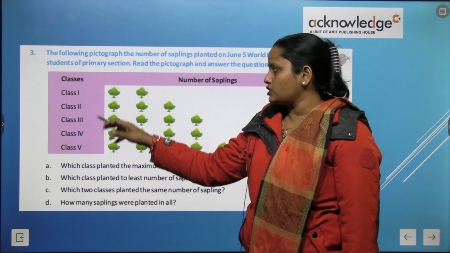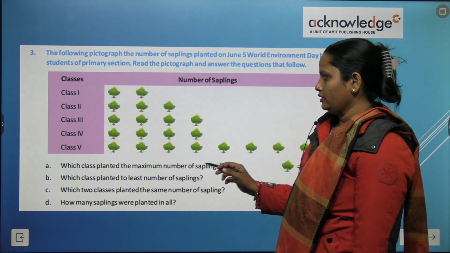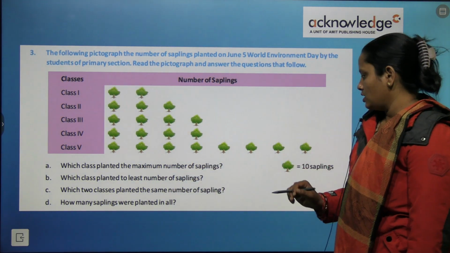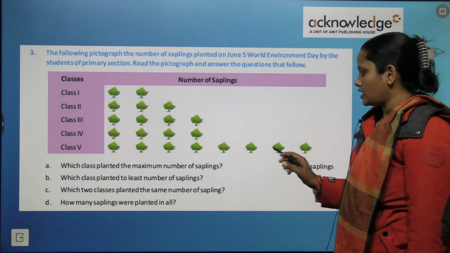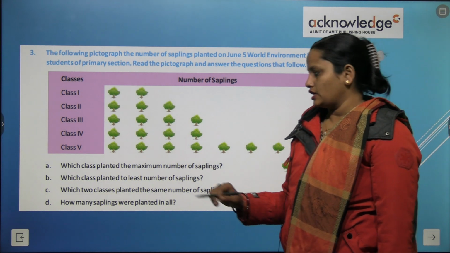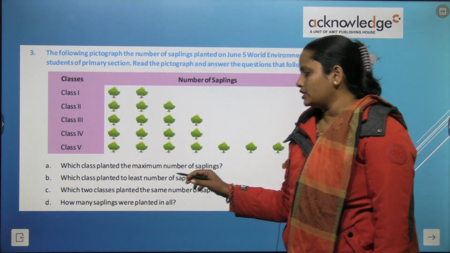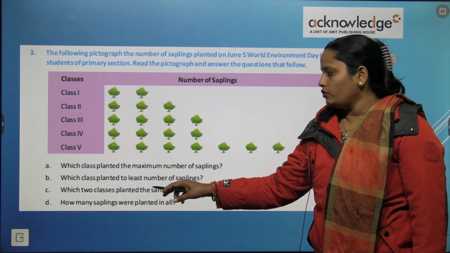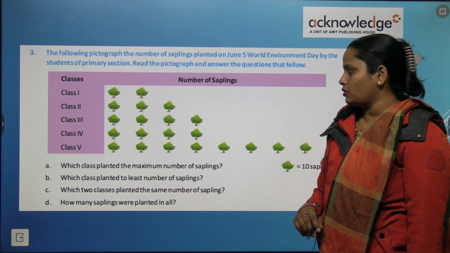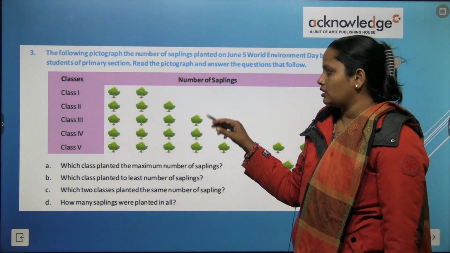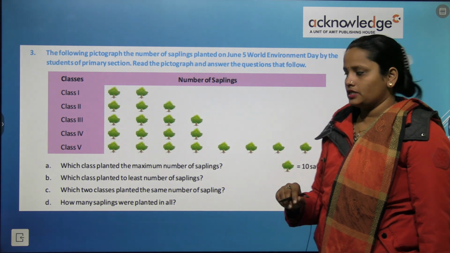So here class 1, 2, 3, 4 and 5 is given. Which class planted the maximum number of saplings? So you can see सबसे ज़्यादा saplings class 5th ने plant किए. So here we have to write class 5. Which class planted the least number of saplings? Class 1. Which two classes planted the same number of saplings? कौन सी दो classes थी जिन्होंने same number किए? Means class 3 and class 4.